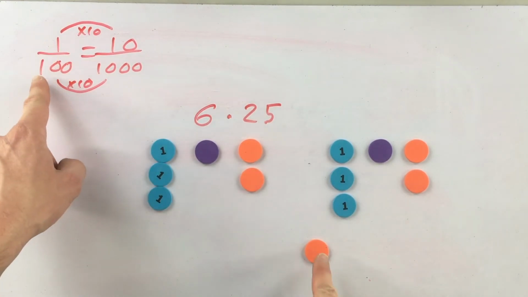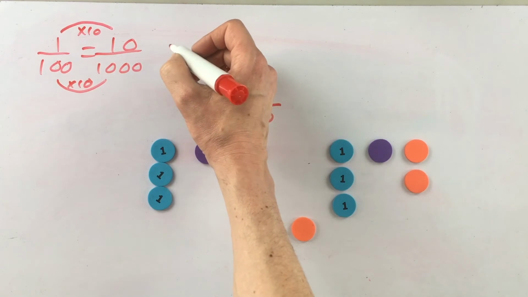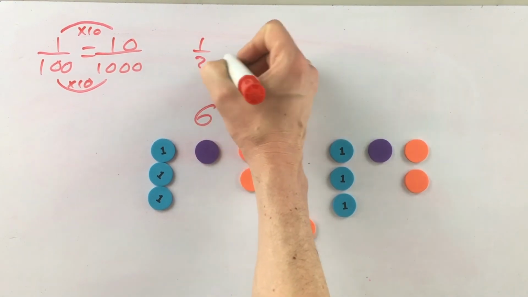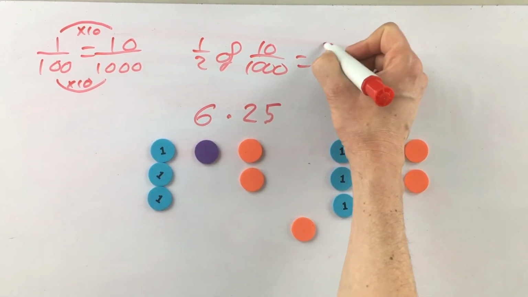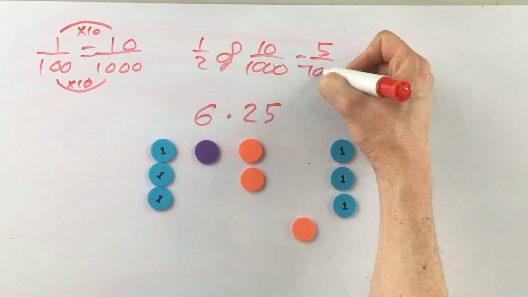Now that we know 1/100th is the same as 10 thousandths, then half of 10 thousandths will be 5 thousandths.